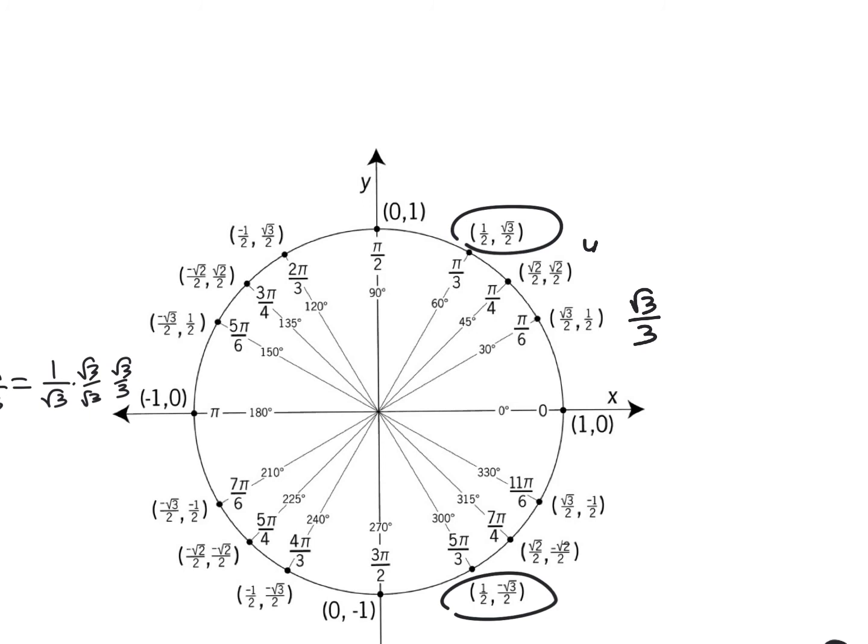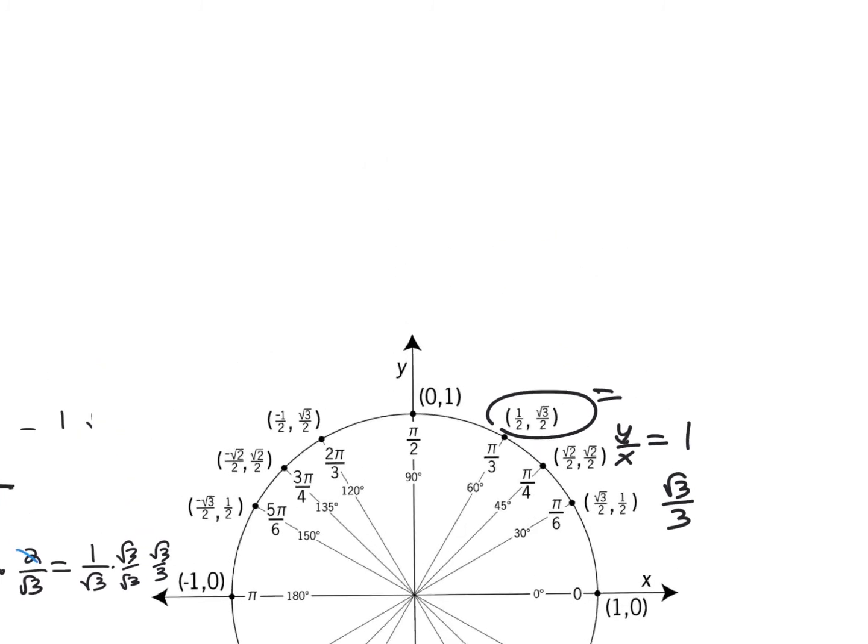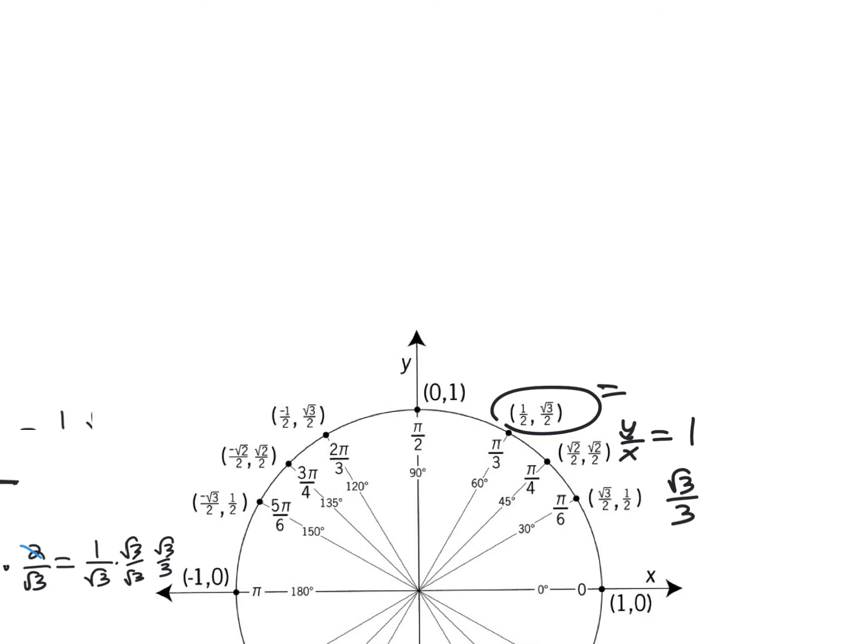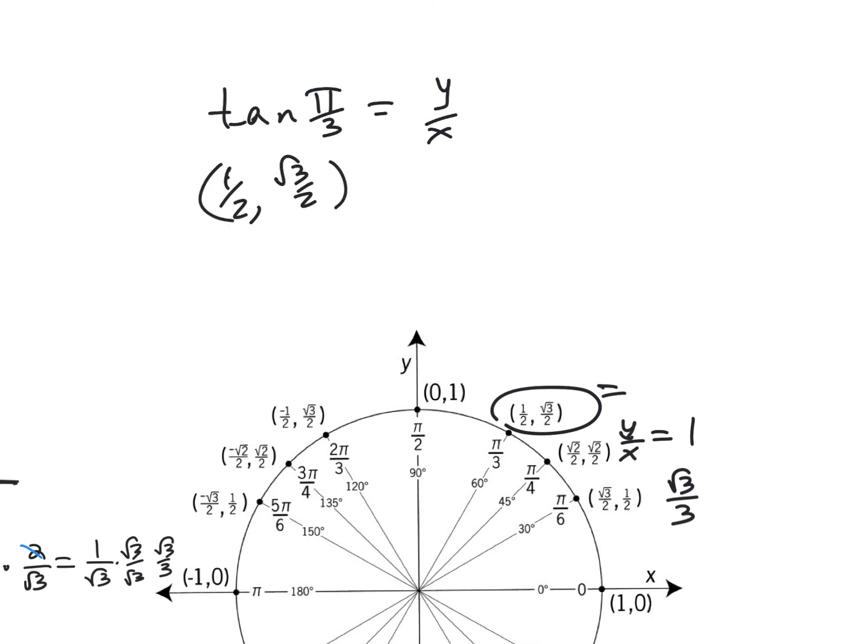Over here, y over x, remember we already knew the tangent of 45 is 1. Now I'm going to do this one, and I'm going to divide y by x. So when I'm doing the tangent of pi over 3, what I'm really doing here is y divided by x. Again, pi over 3 has 1/2, comma, root 3 over 2. So root 3 over 2 divided by 1/2. Keep, flip, change it.